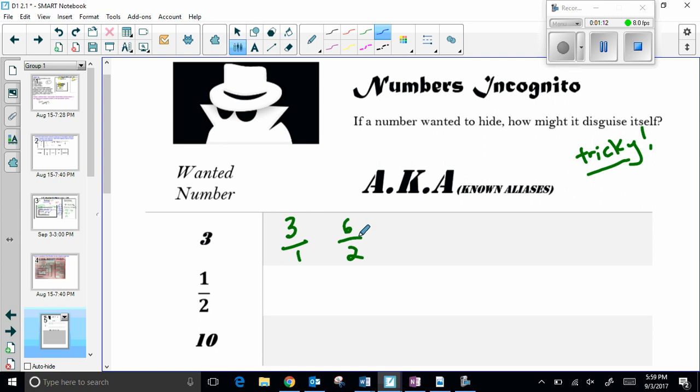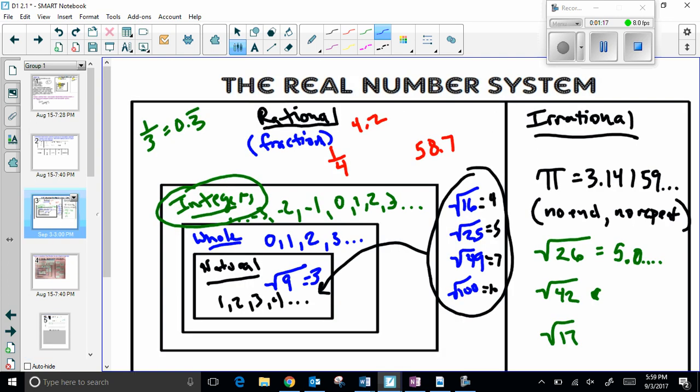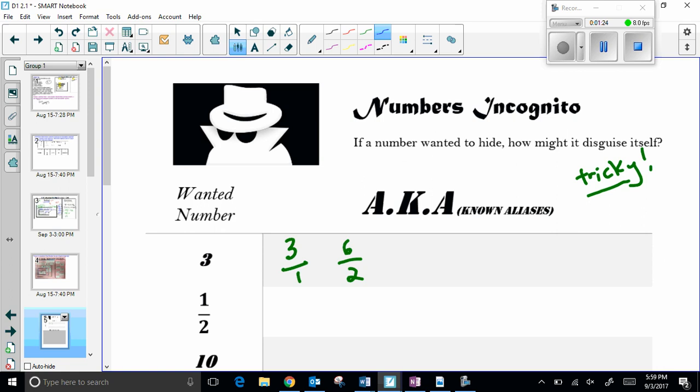If I was trying to put this into my real number system back here, well, 6 over 2 would actually go in here like this. So just a matter of perspective, like what are we looking for? What types of numbers? How can they appear? Also, it could look like this, 9 over 3, but it could be a -9 over a -3 like that. If I simplified all of that out, in the end, it would still just be a +3. So watch out for that.